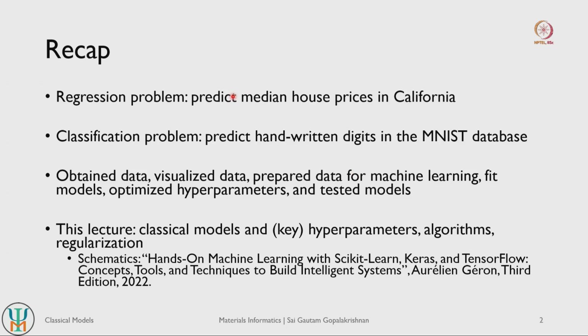Just to give a brief recap of what we have done in this course so far. We looked at a typical regression problem and the workflows associated with it. The problem of interest for us was predicting median house prices in the state of California. We also looked at a typical classification problem where we wanted to predict what a given handwritten digit was, from the MNIST database. And we also looked at some hands-on exercises of regression problems and a classification problem involving materials related data.